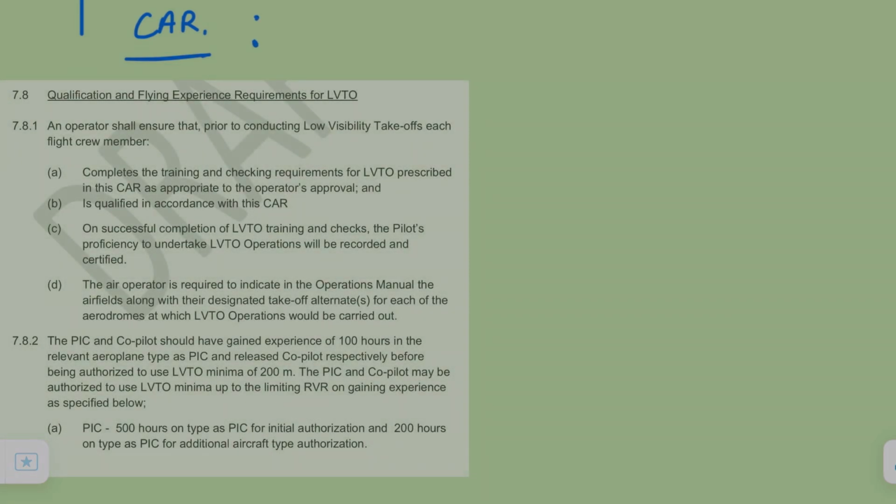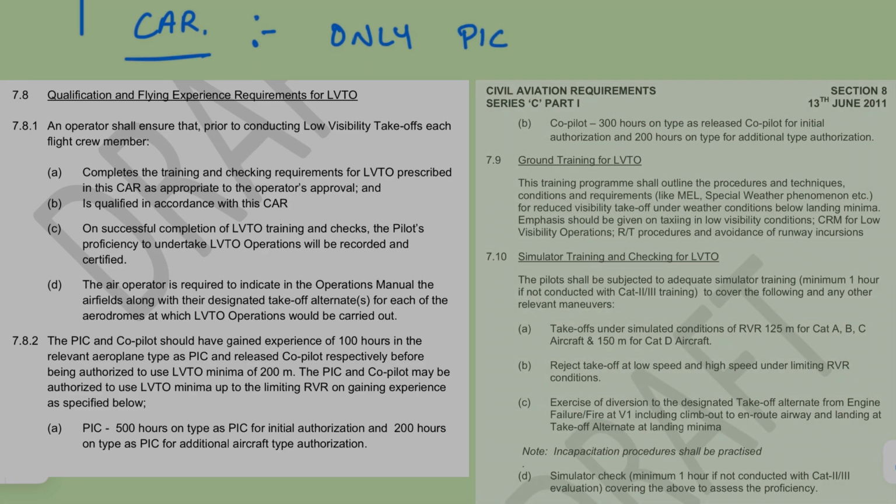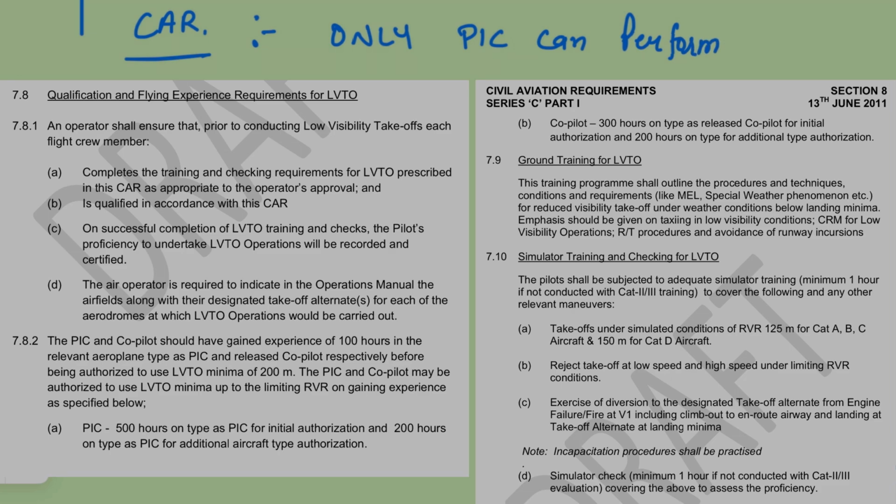Now, what are the requirements for the flight crew? As per the civil aviation requirement of DGCA, a pilot should have a certain amount of flying experience. Then only they can perform this LVTO.